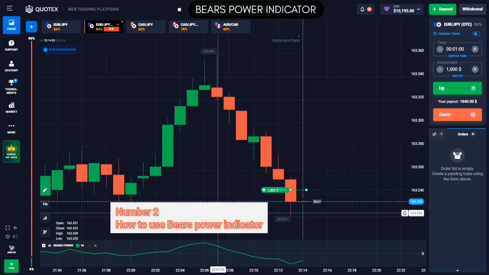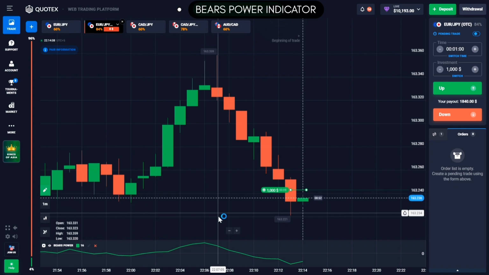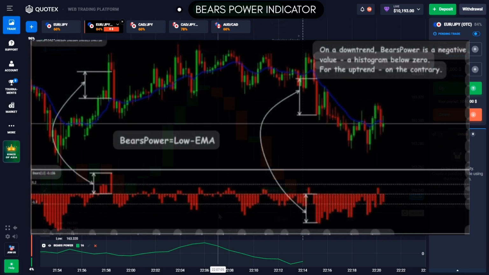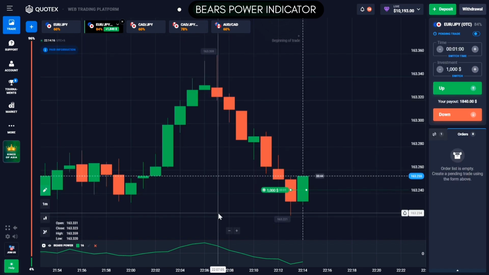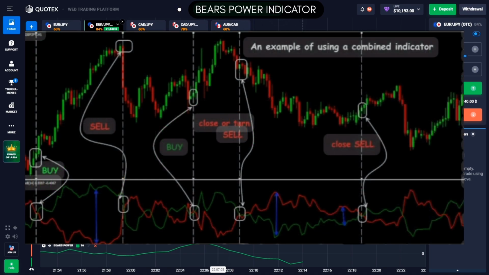Number 2. How to use Bear's Power Indicator. Trend confirmation. When Bear's Power is negative and decreasing, it confirms a bearish trend. When Bear's Power is rising towards zero, it signals a potential reversal toward a bullish trend.